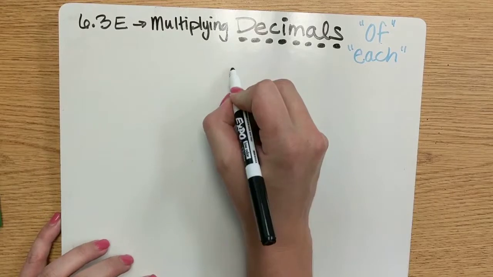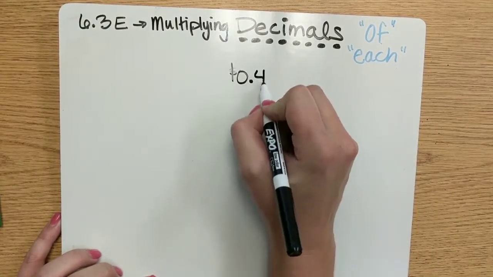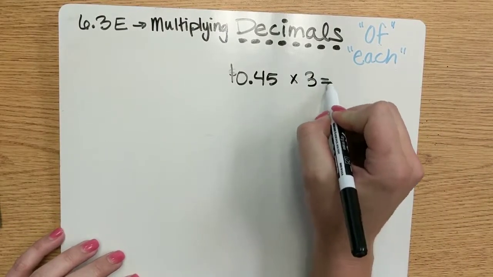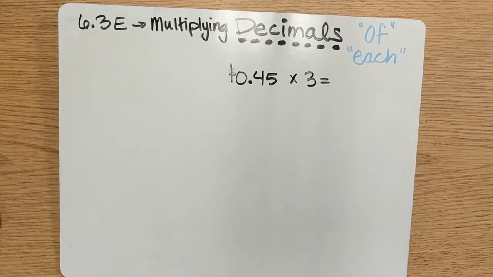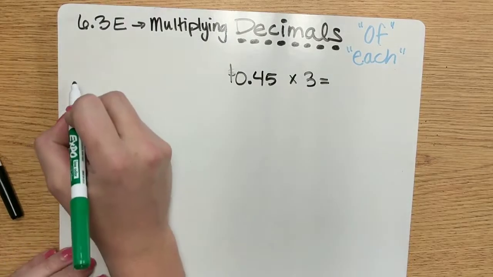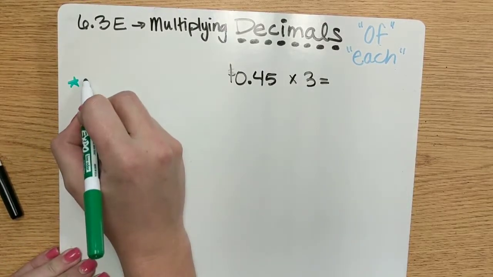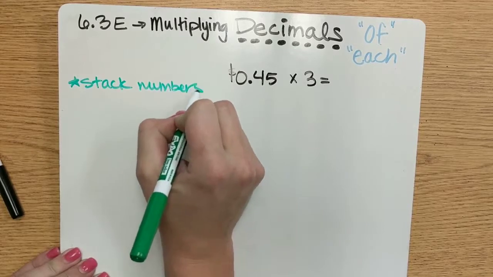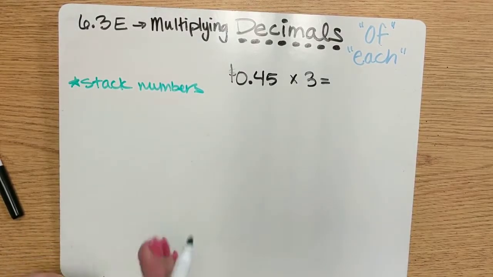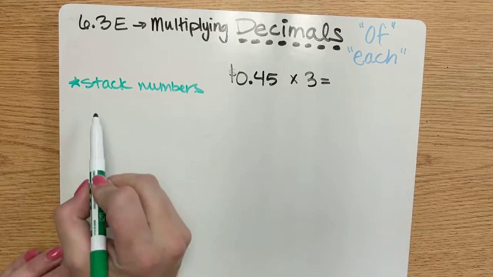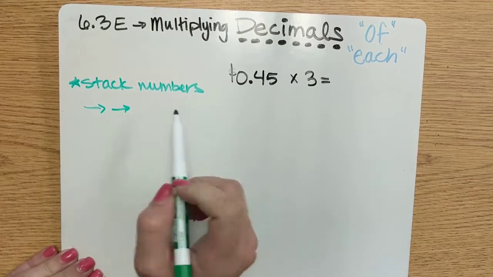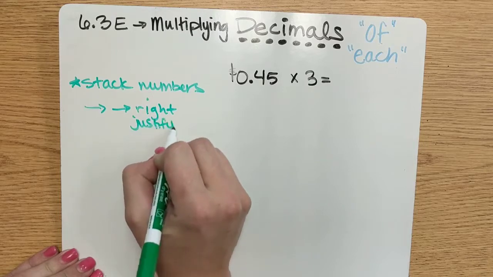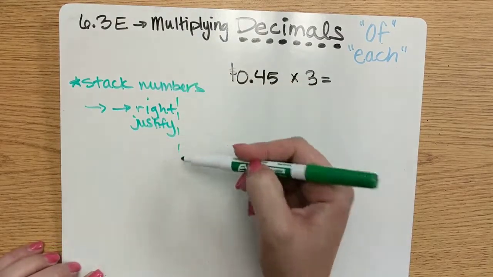If I have 45 cents and I want to multiply that times 3, what does that equal? My first step in multiplying decimals is that you need to stack your numbers. When you're stacking your numbers, you want to make sure that they are all right justified, so we want all the numbers to line up on the right side.